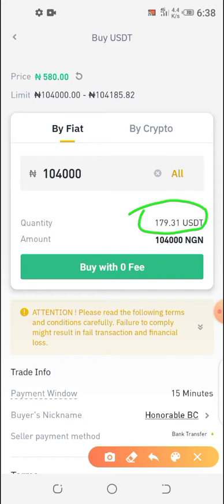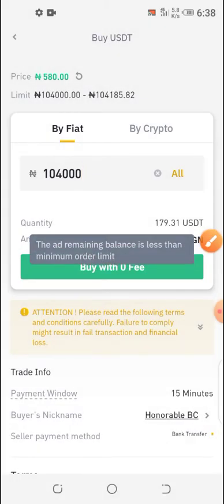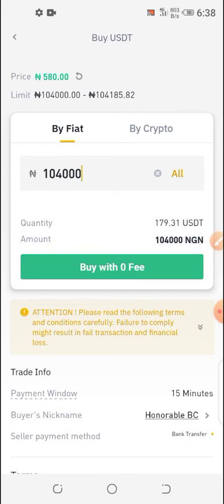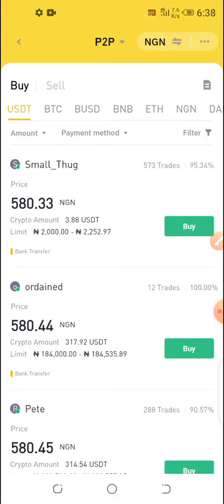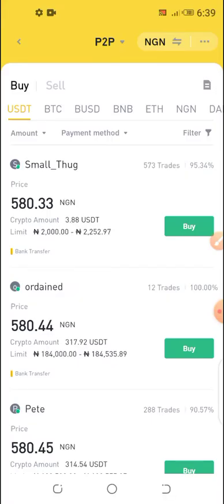So if you are interested, if you accept it and you want to buy, you click on buy with 0% fee. And then it will take you to another page. Now, when it gets to that page and you are ready to make payment, you will go to your bank app, because it will show you the details of the seller. Go to your bank app, effect payment. Then you come back to that page and click where it says, I have paid.